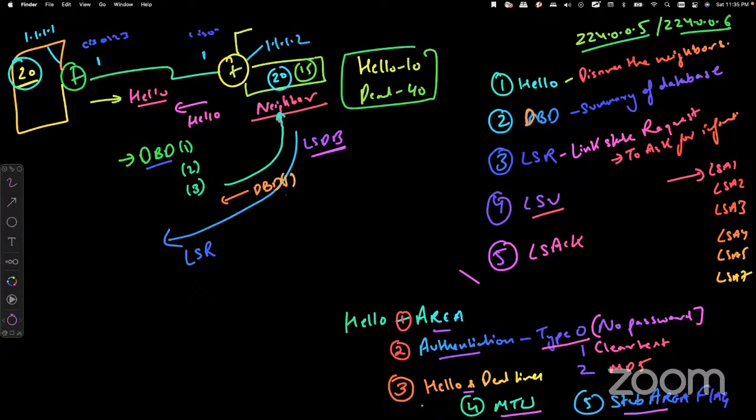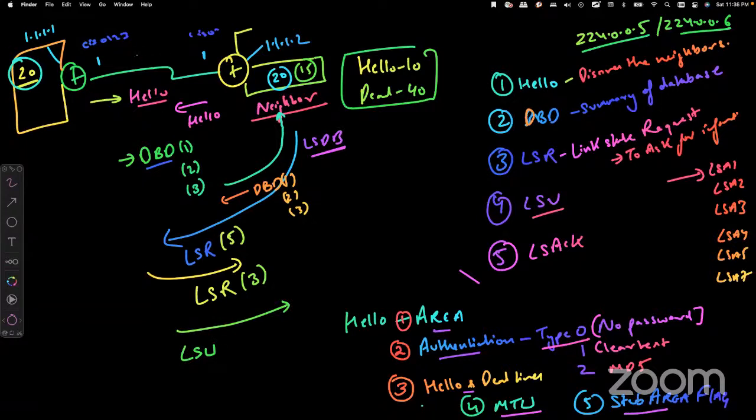Yes, sequence 1, sequence 2, sequence 3, like that. And from this side also, you will get LSR. Yes or no? Yes, sir. So now, suppose this router is saying I need these 5 networks, and this router is saying I need these 3 networks. So this LSR, link state request, will go to the router, and now these routers share information with each other in the form of LSU.